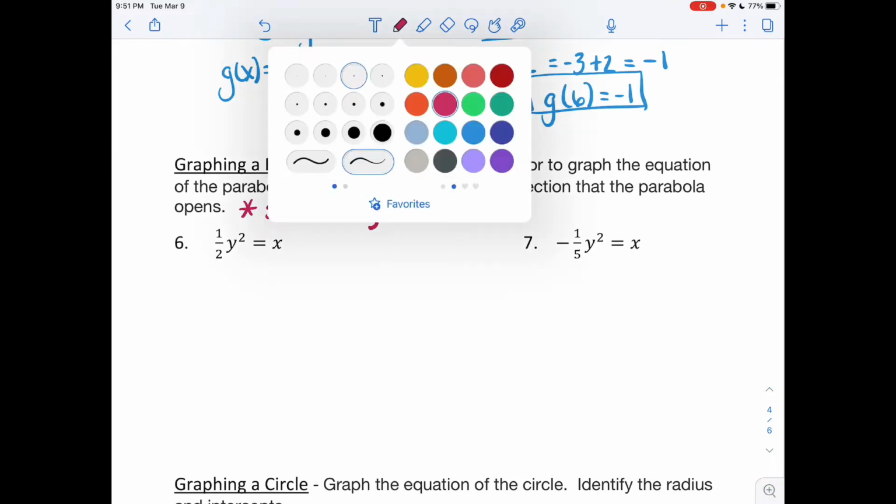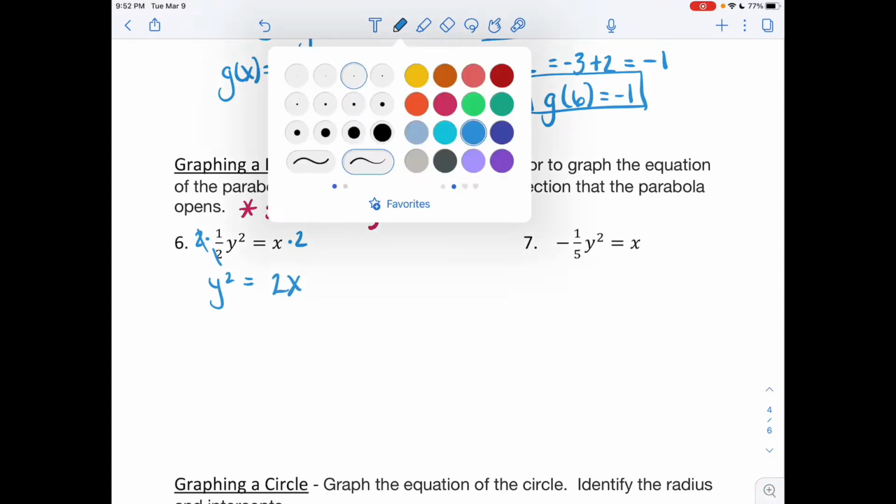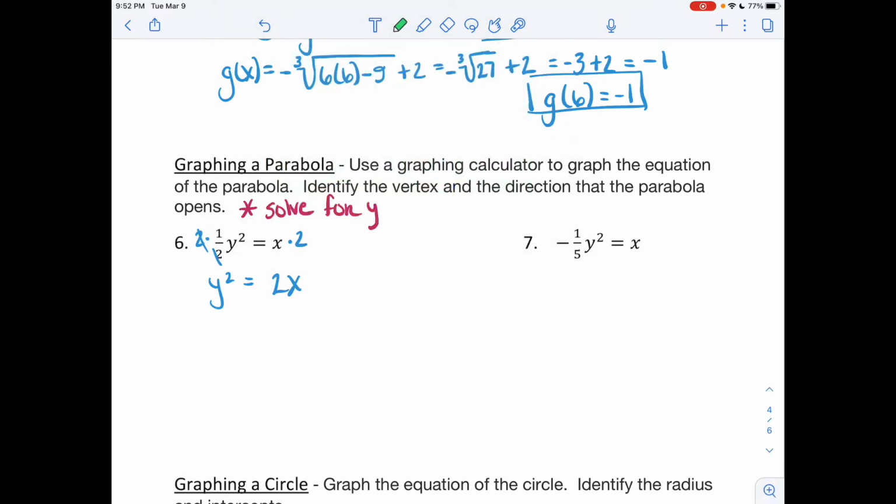In order to solve for y, the first thing I need to do is get rid of this 1/2 that's out in front of y squared so that at least I have the y and the exponent isolated. In order to get rid of a fraction of 1/2, I need to multiply both sides by 2 so that the 2 on top and bottom will cancel, and I have y squared is equal to x times 2, or 2x. Now, if I want to solve for y and y is squared, I have to use a square root in order to do that.